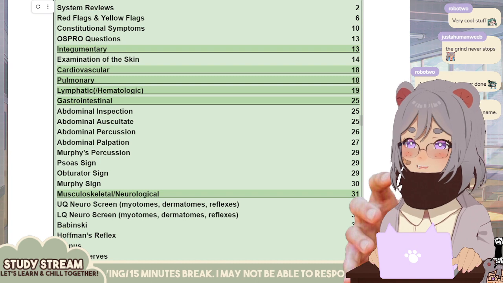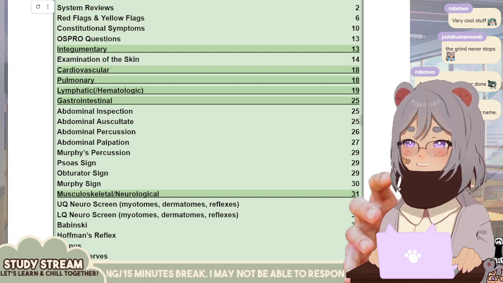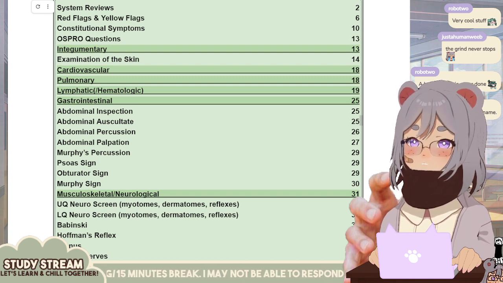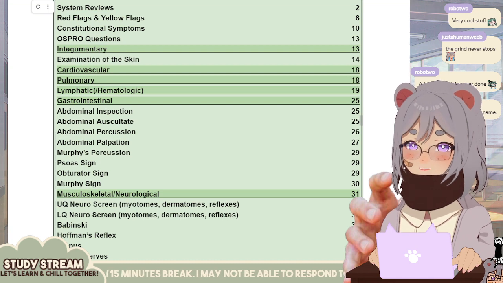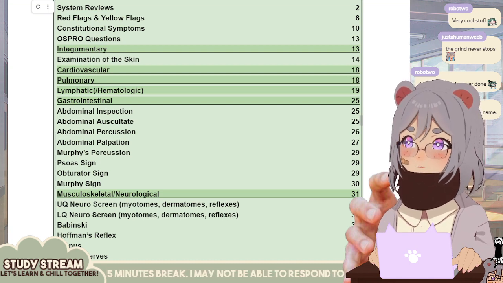Holy heck. Murphy's Percussion is a funny name. It is, and it's a very funny test. Basically, you professionally hit someone's back and ask, does that replicate your symptoms?